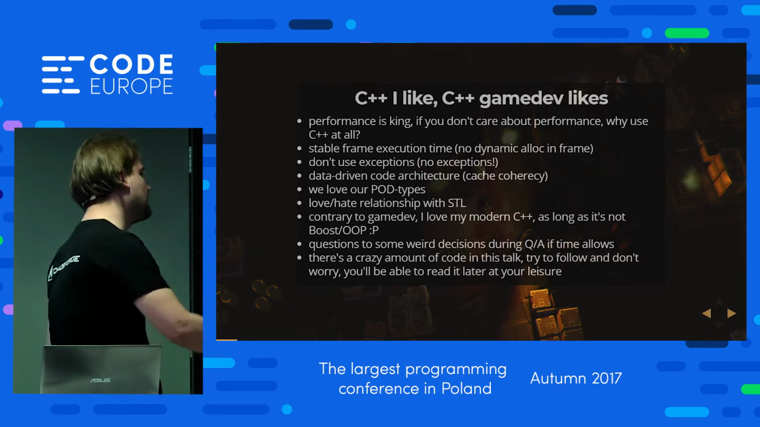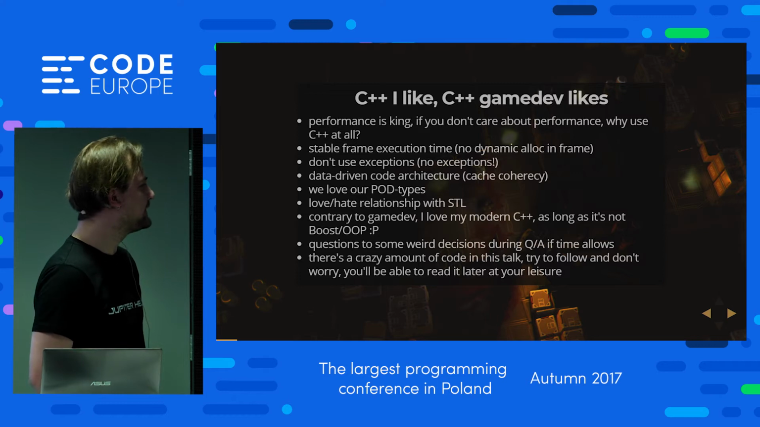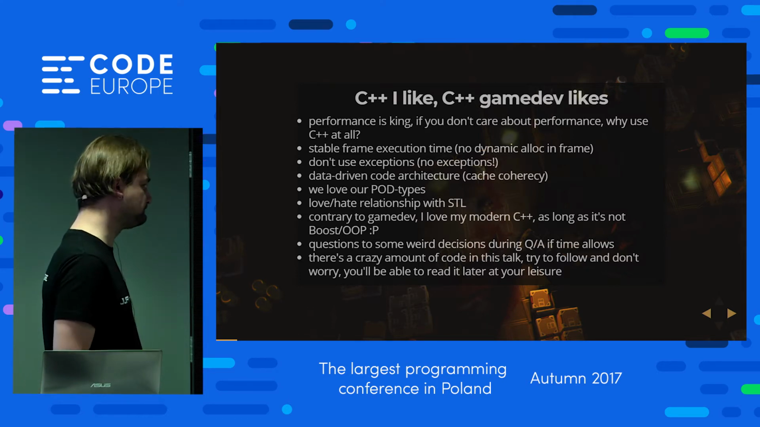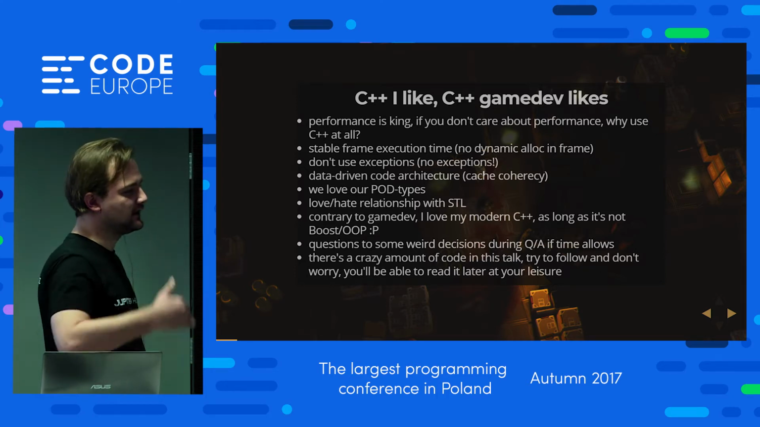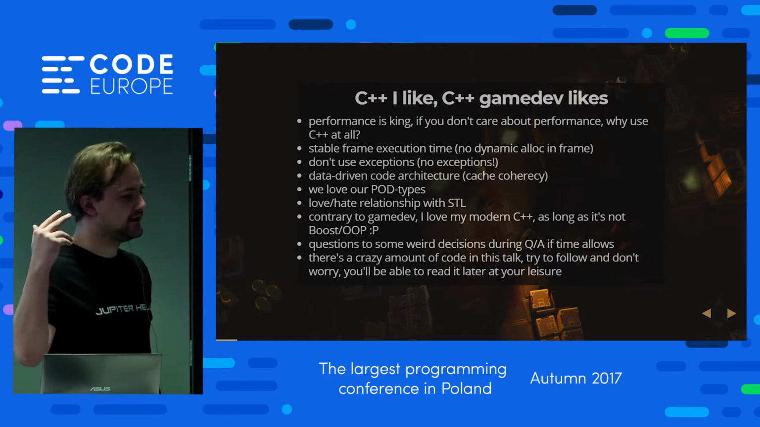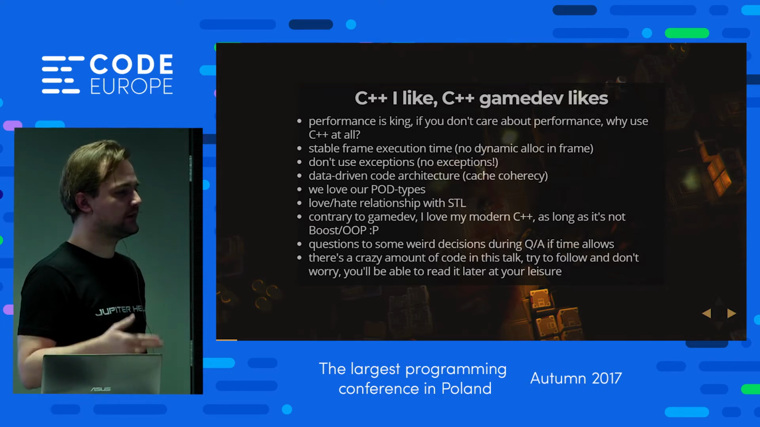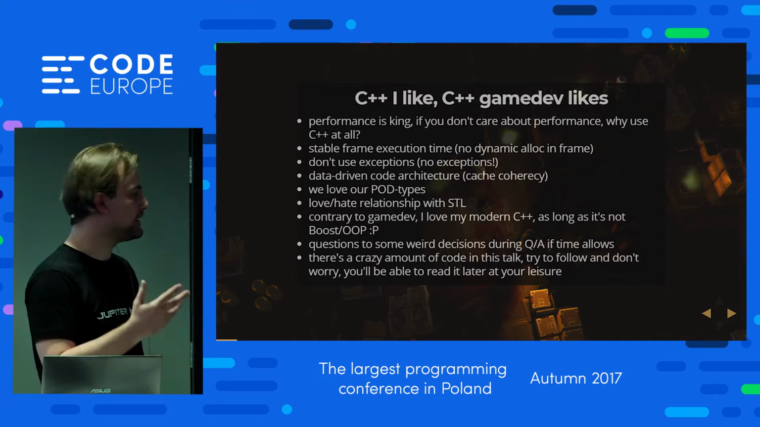In game dev, obviously, this one's common for any kind of application that right now uses C++: performance is king. If you don't care about performance, why the hell are you using C++ at all? We also need stable frame execution time. So basically, we live in 16 milliseconds that we have to render a frame. In this 16 milliseconds, we have to do everything, and we need it to be stable. So we do not want to allocate memory dynamically in a frame.